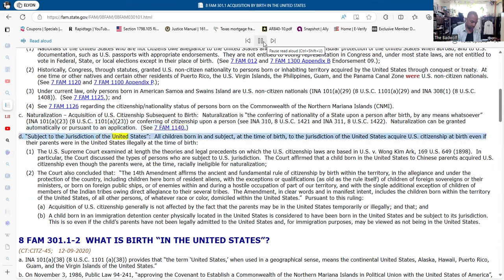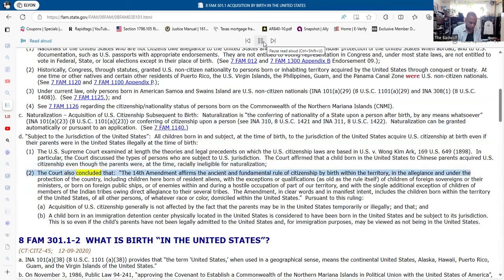D. Subject to the jurisdiction of the United States, all children born in and subject, at the time of birth, to the jurisdiction of the United States acquire U.S. citizenship at birth even if their parents were in the United States illegally at the time of birth. 1. The U.S. Supreme Court examined at length the theories and legal precedents on which the U.S. citizenship laws are based in U.S. v. Wong Kim Ark, 169 U.S. 649, 1898. In particular, the court discussed the types of persons who are subject to U.S. jurisdiction. The court affirmed that a child born in the United States to Chinese parents acquired U.S. citizenship even though the parents were, at the time, racially ineligible for naturalization.